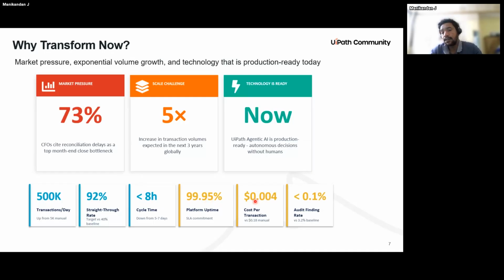If you are talking about cost perspective, per transaction it's $0.004 per human transaction. A human will take 15 minutes. Your agentic AI will complete that transaction in a fraction of a second because everything is integrated. You don't need any human intervention. This audit finding we have already discussed.